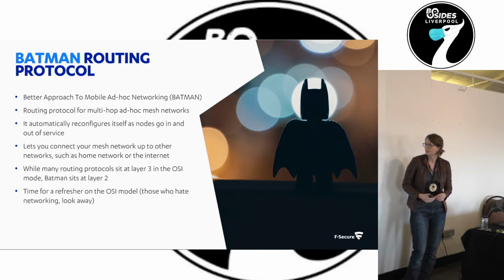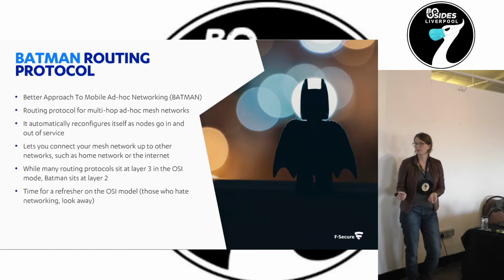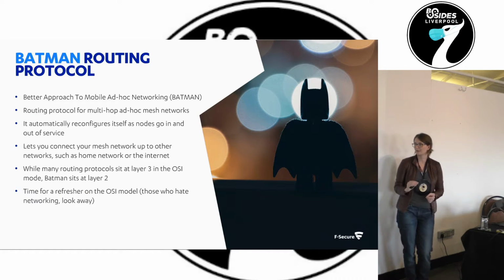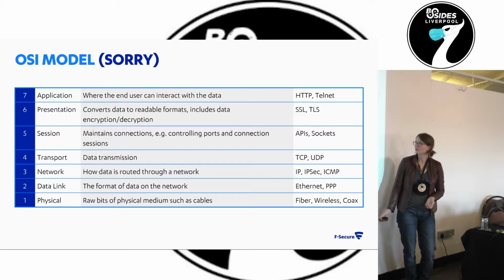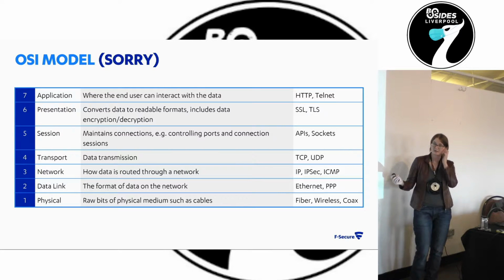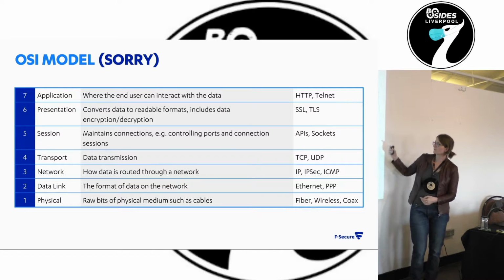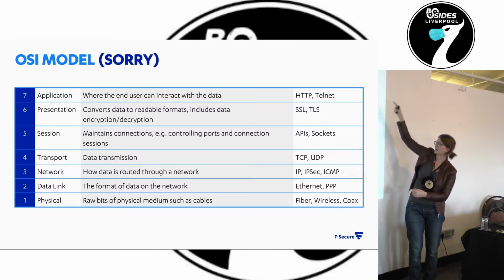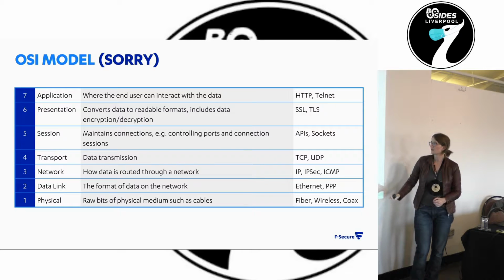You can go to the internet, you've got options. A lot of mesh network routing protocols sit at layer 3 in the OSI model, whereas Batman sits at layer 2, so lower. That's why we're going to have to look at the OSI model, just to give you a bit more of an understanding of what that actually means. In the OSI model, I don't really care about 5, 6, and 7. They're too high up to really bother with. I'm more interested in 4 and below.